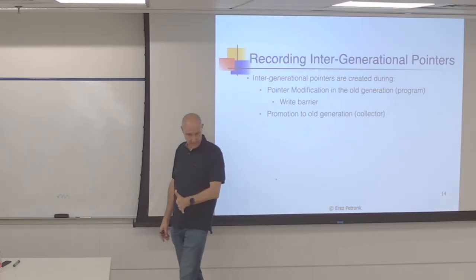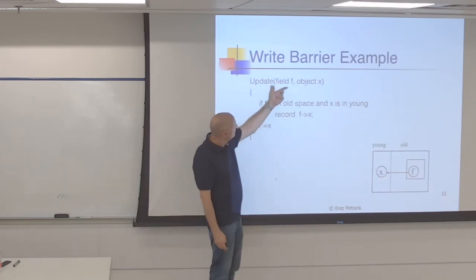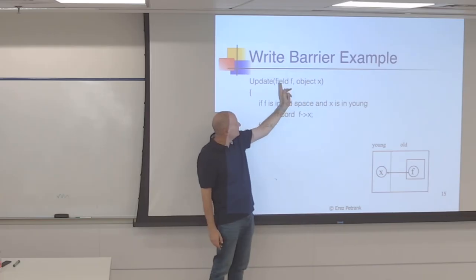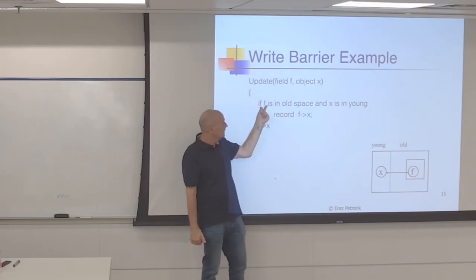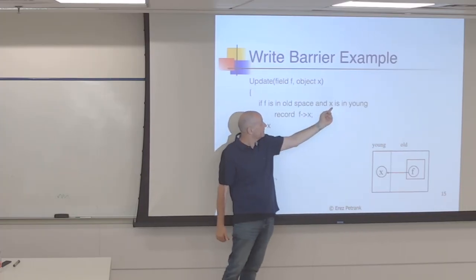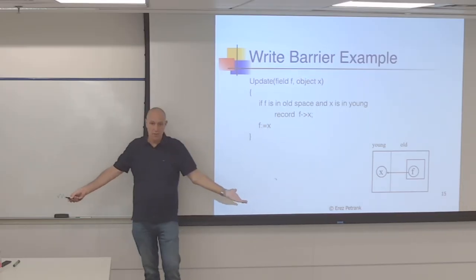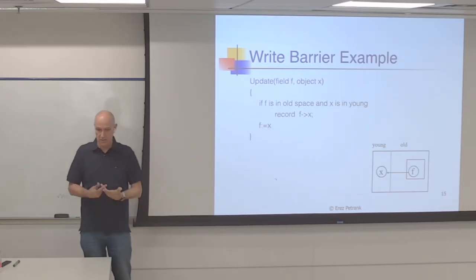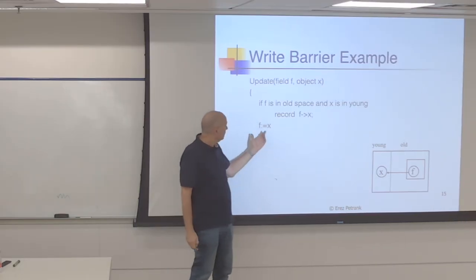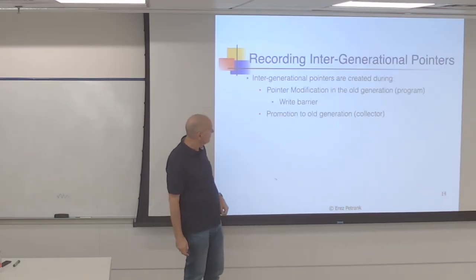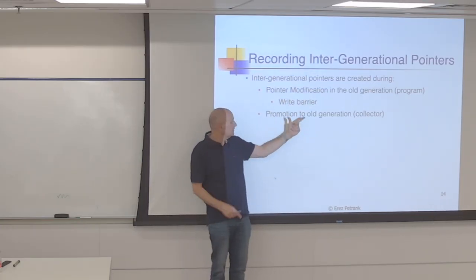Whenever there is a writing of a pointer, I think there is an example here. If we write an object into some field, we check if the pointer field is in the old space and the object is in the young space, and then we record it for the collector. We created an intergenerational pointer, and the collector has to know about it. It's just an example. So we have a write barrier for all of those.